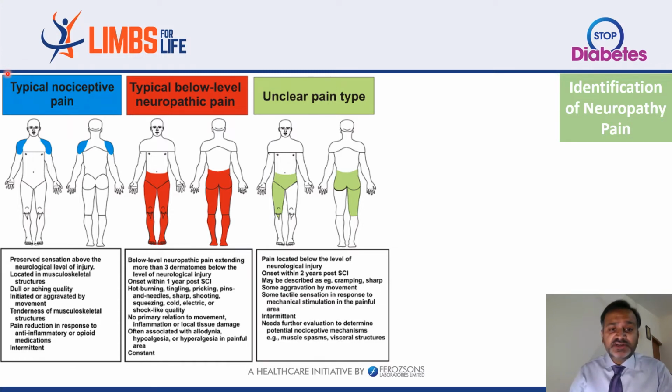Onset is about 1 year post spinal cord injury. Patients feel hot, burning, tickling, prickling, pin-like sensations. It may be sharp, shooting, and electric shock in quality.